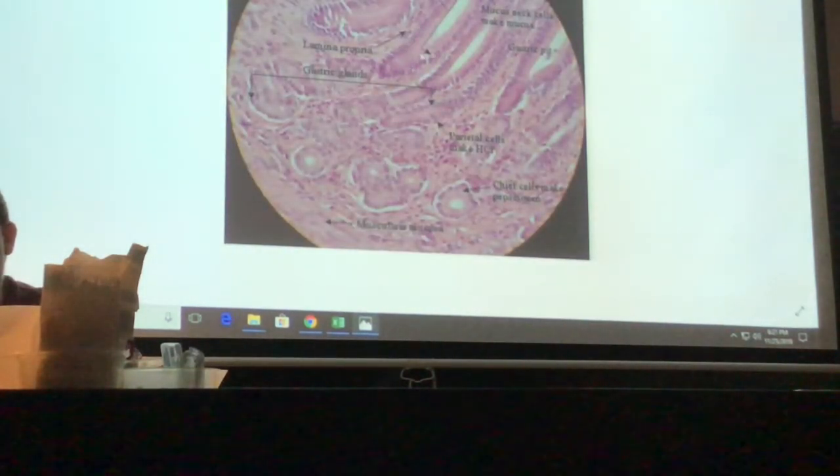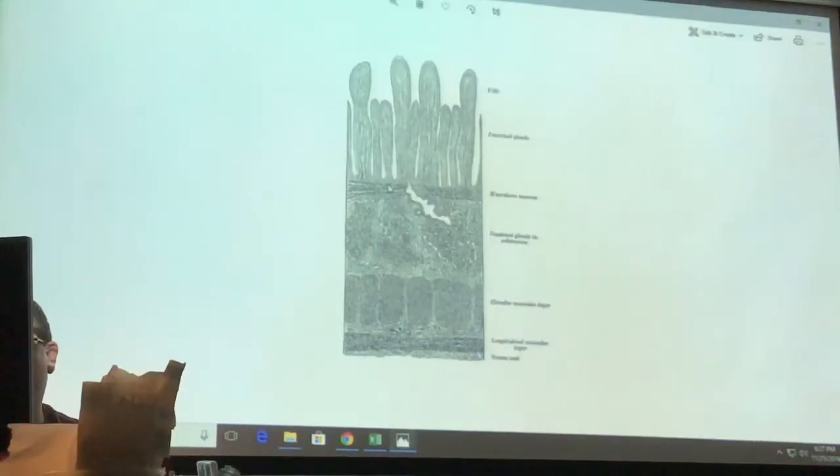We can see lamina propria. We can see those simple columnar epithelium. This is a pit, and this is a gland. I want you to note this is the muscularis mucosae here.